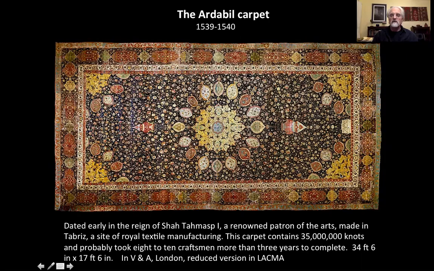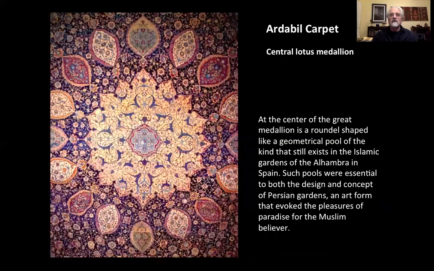Let me also note, as I've indicated here, this is a huge rug, 35 million knots, 3 years to complete, 10 people working on it. It's very large and very impressive. And here's a view, again, a close-up of that top-down view of that lotus element spread out, surrounded by floral elements, and these little bud-like elements all around it. And these, again, are reflective of some of the constructions that you see in the gardens.